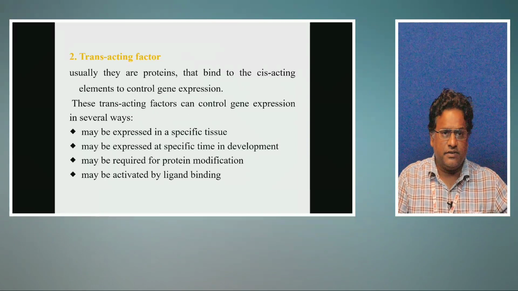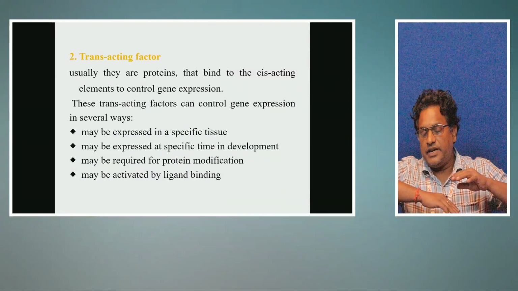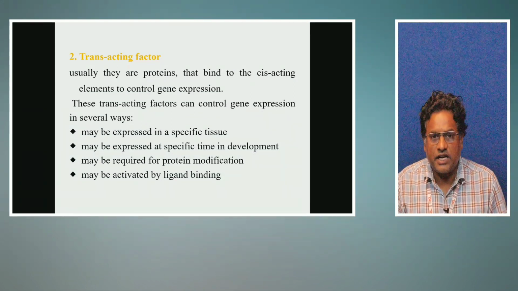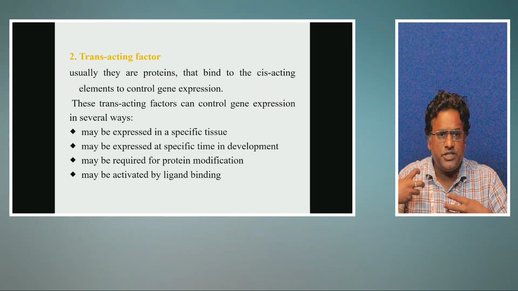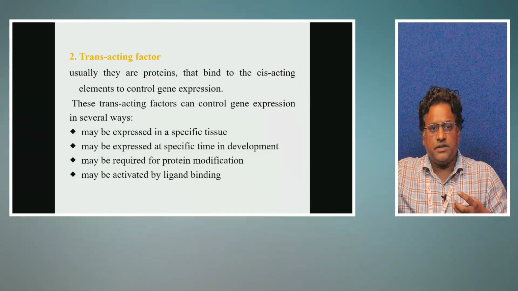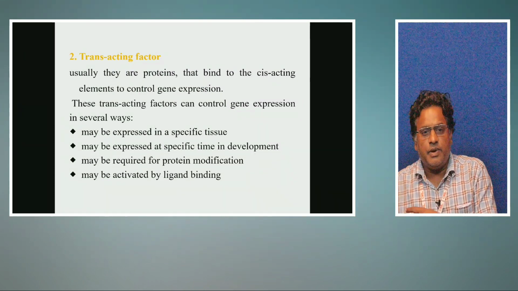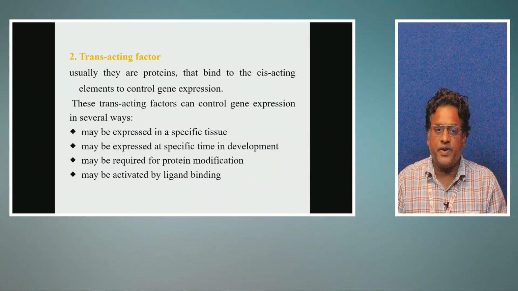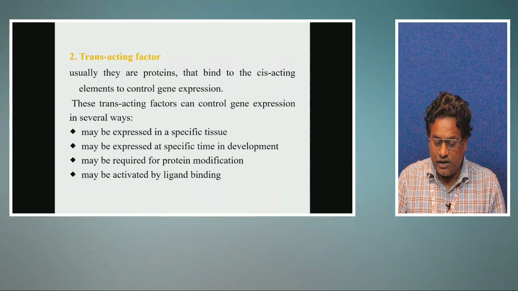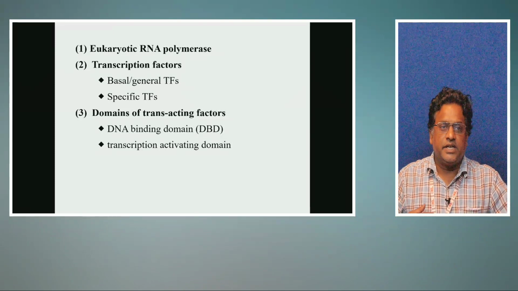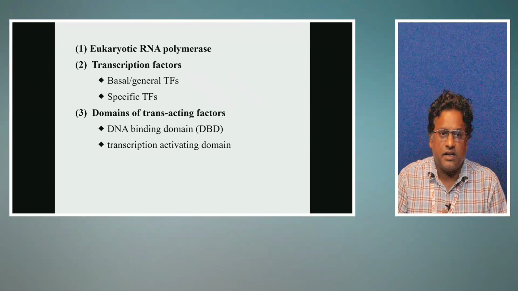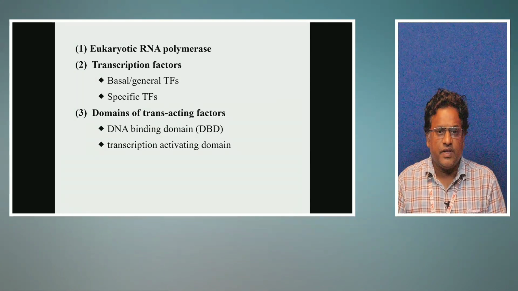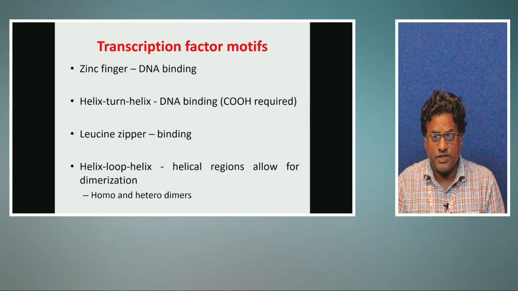Then you have a trans-acting factor, which you don't find at the proximal or distal region of the DNA. The trans-acting factors are those factors which control gene expression from far away from that control center. They may be expressed in specific tissues, or at a specific time of development, or through protein modification, or can be activated by ligand binding. So you have eukaryotic RNA polymerases and transcription factors, or DNA-binding domains, or transcription activating domains.